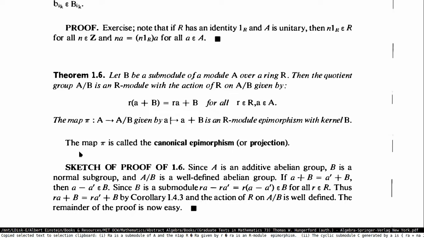It is also an R module if you apply this action of R on the group, essentially like we did for the ideals. You have R times the coset A plus B, and you get RA plus B. And that's how you define the action on this quotient group, making it into an R module. And here you can define how to get the quotients directly from the elements of A. So this map pi, taking you from A to the quotient module, takes every element A and gives you the corresponding coset in the quotient module, right? And this is, of course, surjective, as you can see. And this is called the canonical epimorphism or the projection.